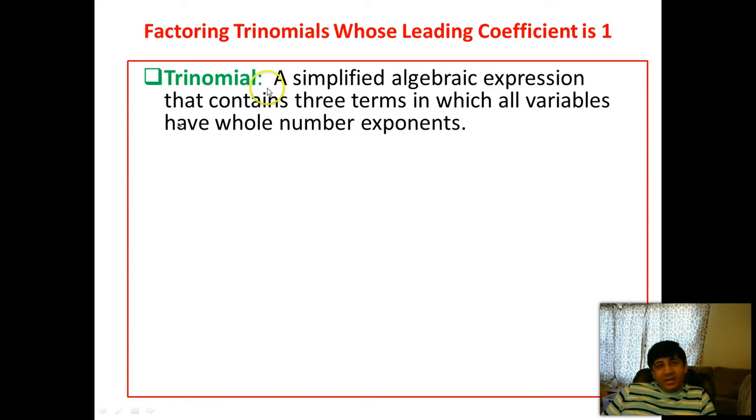So again, let's start with the trinomial. A simplified algebraic expression that contains three terms, in which all the variables have whole number exponents, is called a trinomial.